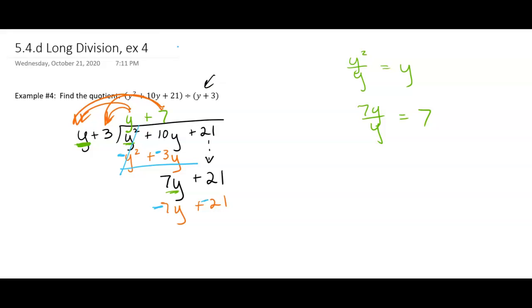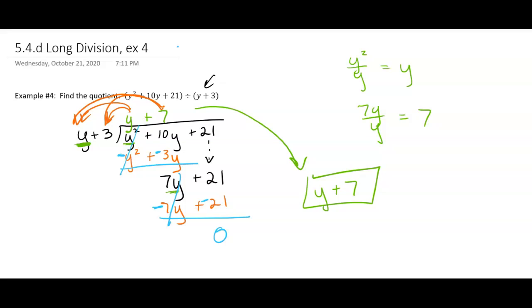7y minus 7y, that cancels out. That's supposed to happen. The other part, we have no guarantee, but look what happens this time. 21 plus a negative 21 is 0, so it means that it divided evenly. What's the answer? The answer is the quotient that we wrote, y plus 7. So it's that part, okay? That's the answer. So that's the first one.